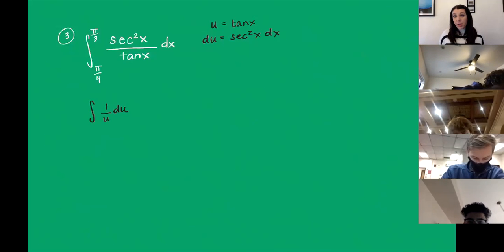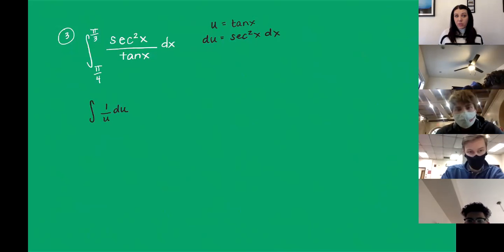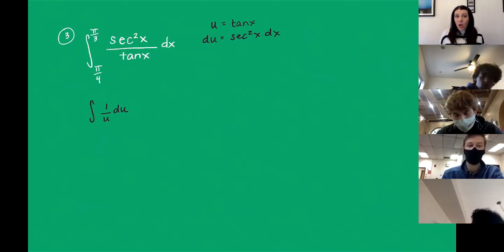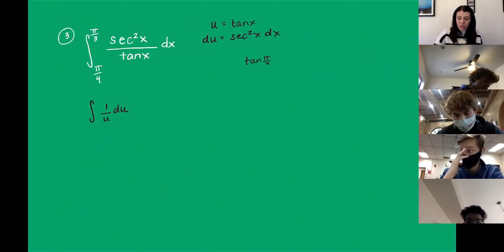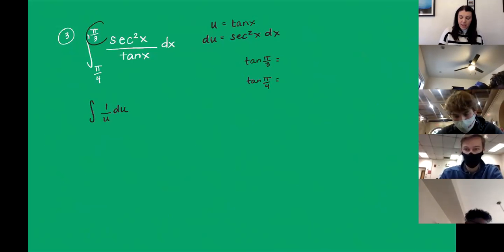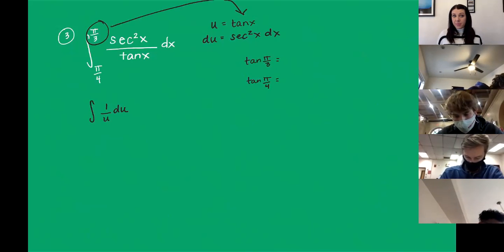Let's go through and change our bounds. This is also where some of you struggle. Okay, we need to know what tangent of pi over 3 is. That's going to be our top bound. And we need to know what tangent of pi over 4 is. That's going to be our bottom bound. Because all we're doing is plugging these bounds into our relationship between u and x.